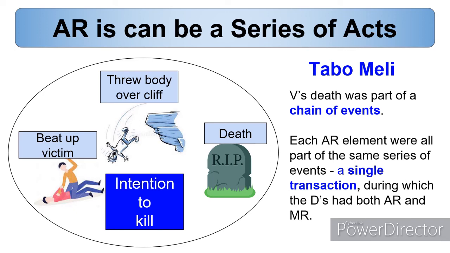So basically here, the courts decided that the death was part of a chain of events which were all linked and could be seen as a single transaction. And as long as the mens rea happened at some point, then there could be coincidence of actus reus and mens rea. So single transaction theories, or the actus reus being a series of acts.